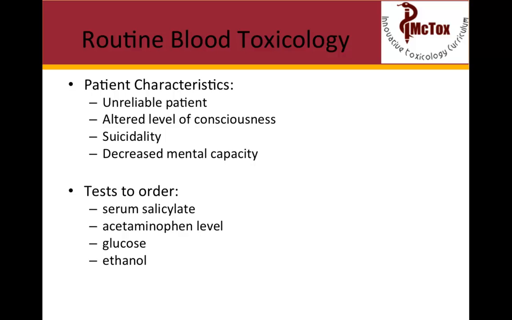There is a limited list of blood toxicology tests that should be ordered routinely in patients with certain characteristics, including those that are unreliable, have altered level of consciousness, suicidality, or decreased mental capacity. These patients should all have a serum salicylate level, acetaminophen level, glucose and ethanol level measured. Evidence supports the routine measurement of acetaminophen and salicylates in all patients presenting with an overdose who are not able to give a reliable history because of the occult initial presentation, potentially lethal consequences, and the availability of effective treatment.